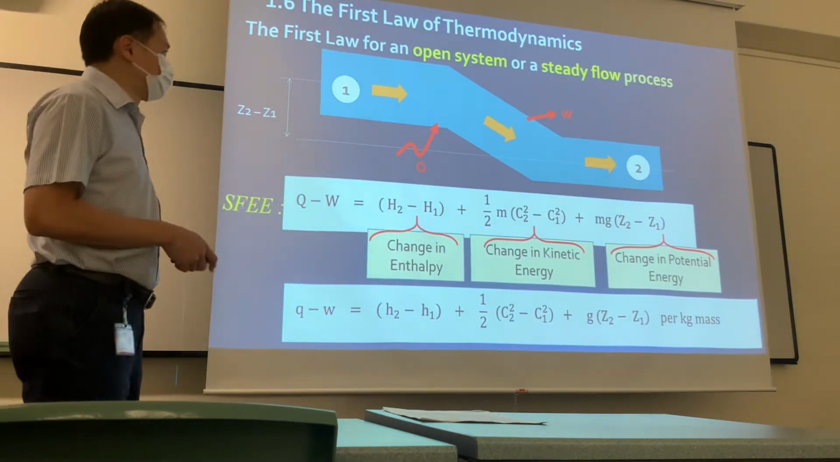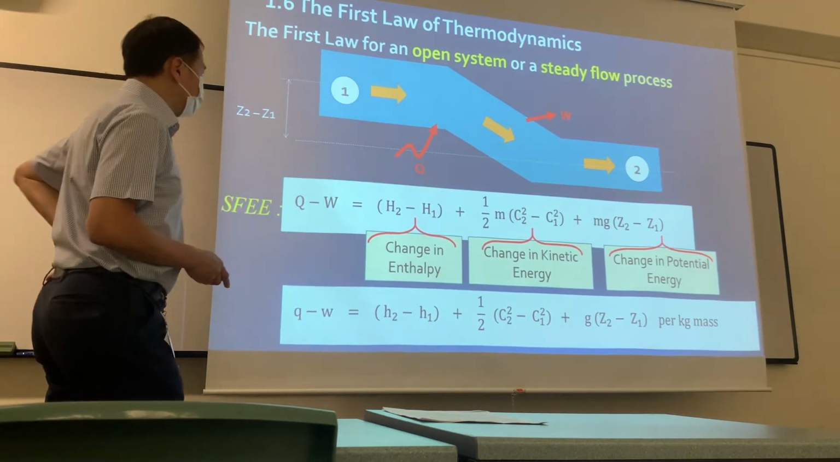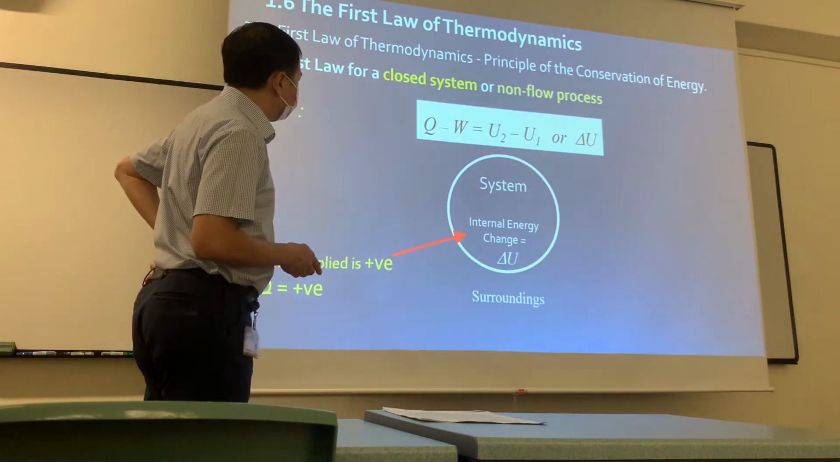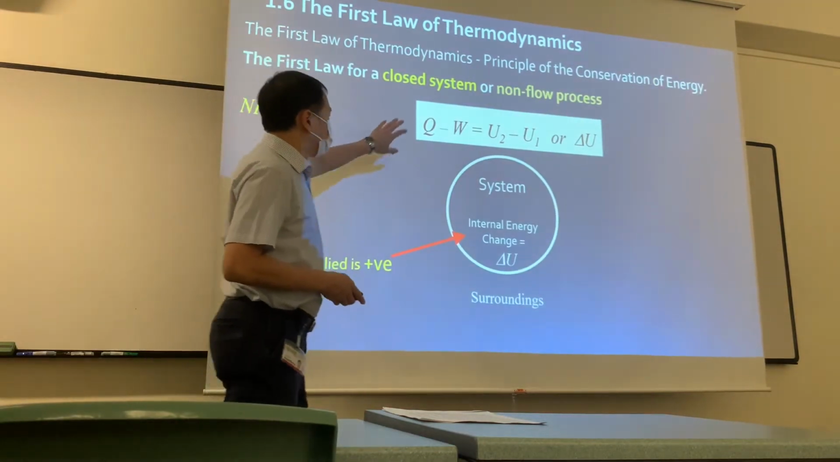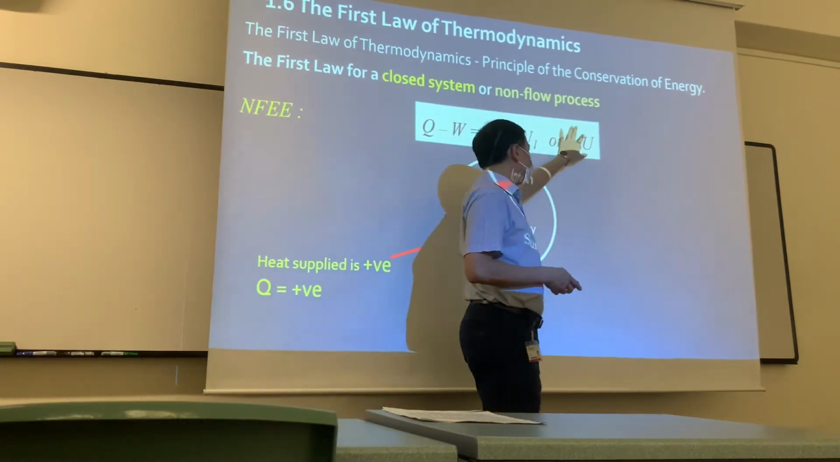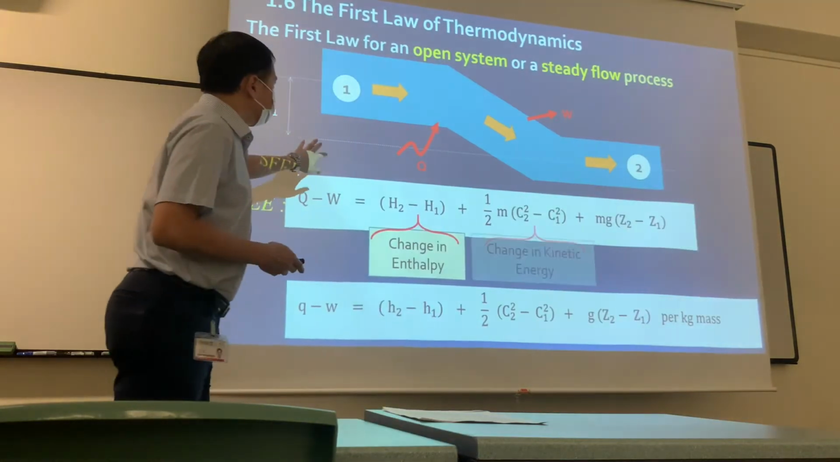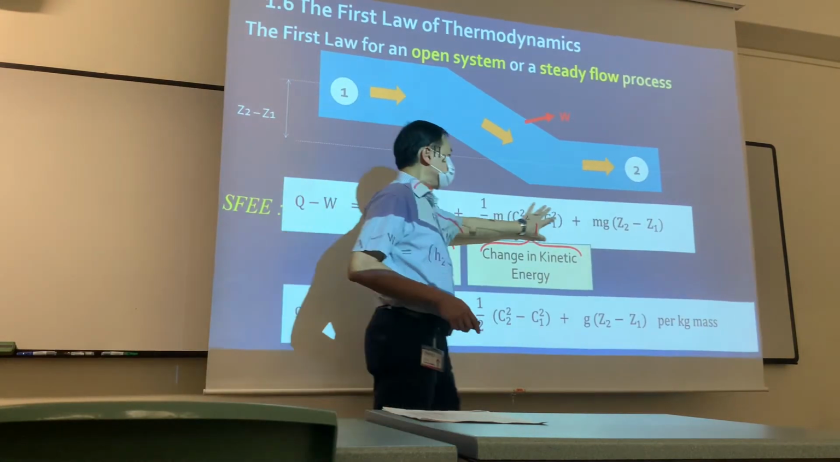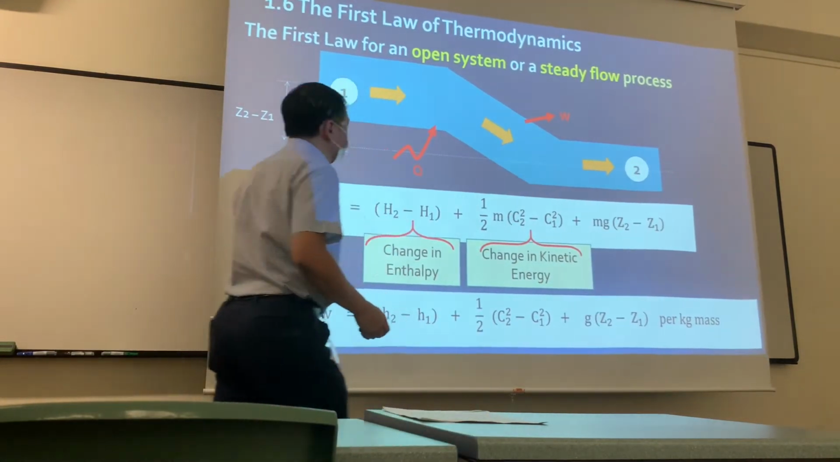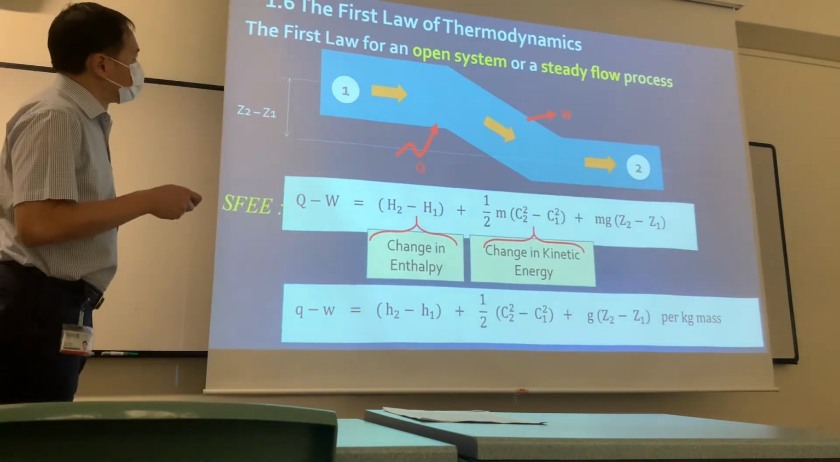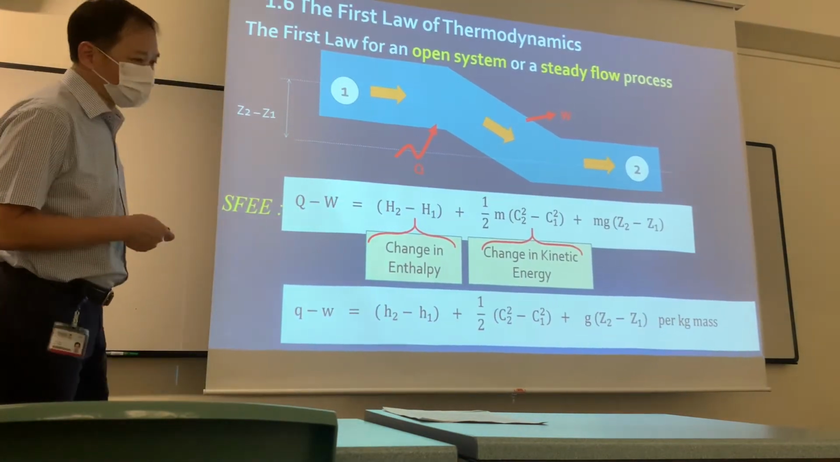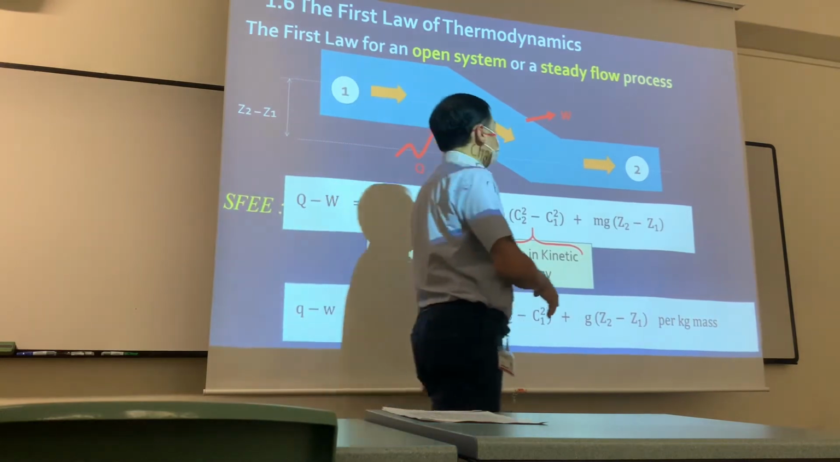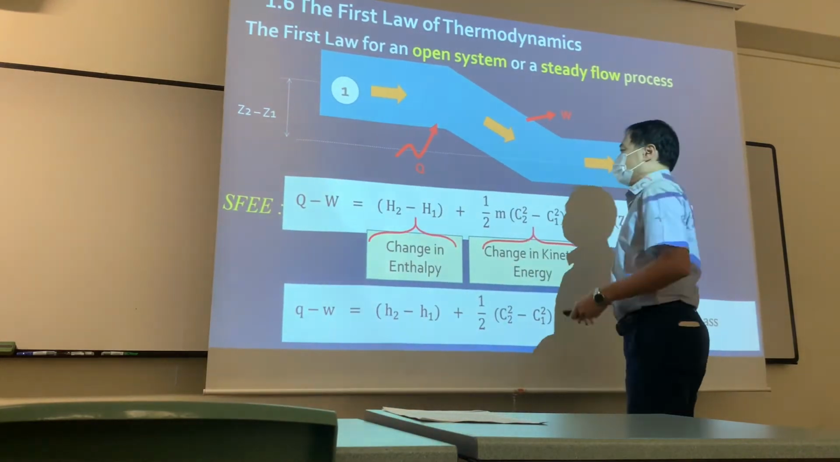Okay, so the steady flow energy equation. When you see a question like this, when you have a closed system, then you apply the closed system energy equation. When you deal with an open system, then you use the open system energy equation. This one is for open system. Sometimes we call this a steady flow process, or just flow process in short.